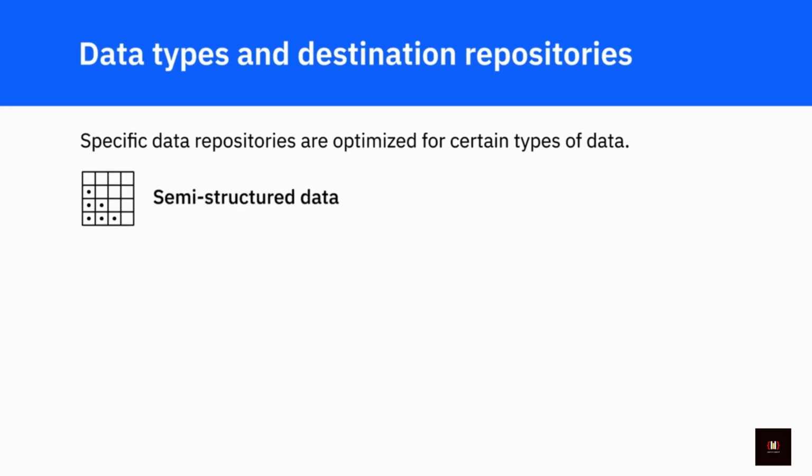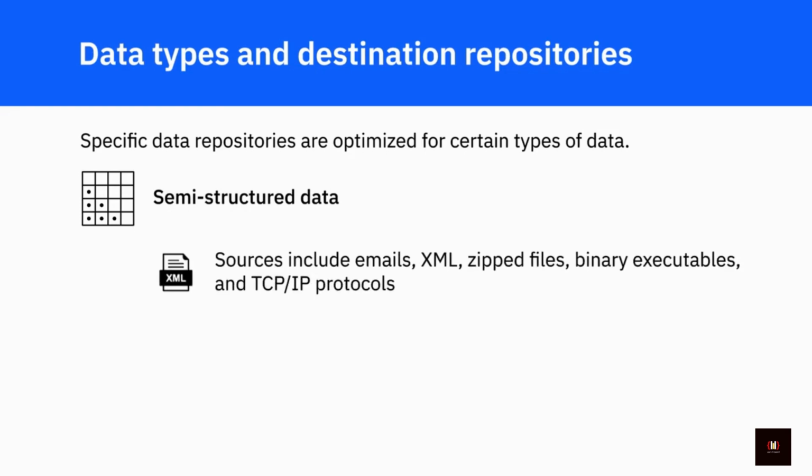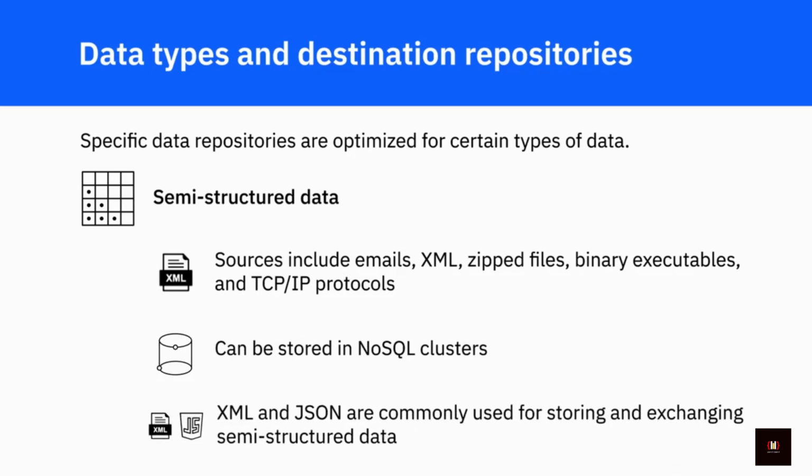Semi-structured data is data that has some organizational properties but not a rigid schema, such as data from emails, XML, zipped files, binary executables, and TCP or IP protocols. Semi-structured data can be stored in NoSQL clusters. XML and JSON are commonly used for storing and exchanging semi-structured data. JSON is also the preferred data type for web services.